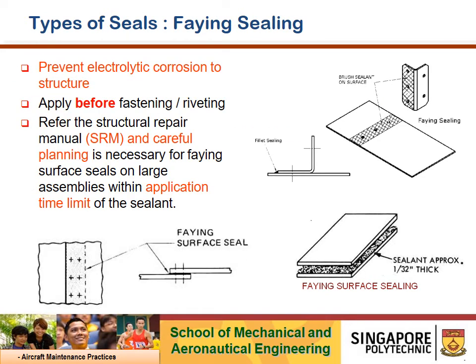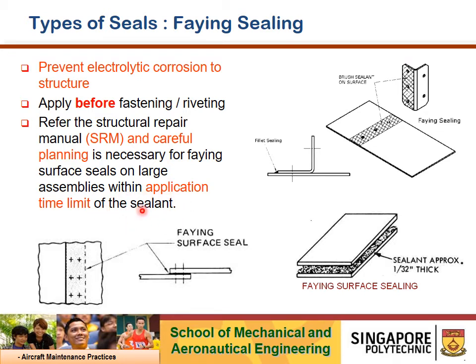Okay, types of seals. Frame sealing is to prevent electrolytic corrosion to structure. It should be applied before any fastening process or riveting process. So refer to the structure repair manual, SRM in this case, and careful planning is necessary for faying surface seals on large assembly within the application time limit of the seal.